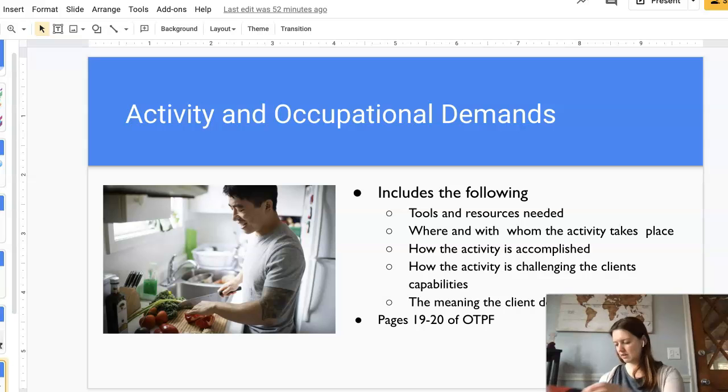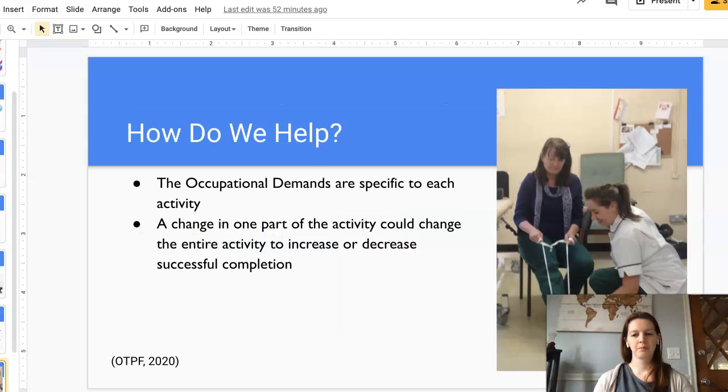So if we go to page 19, if you start at the bottom of page 19, it talks about occupational and activity analysis. Onto page 20, this talks a lot about what we had talked about earlier, which is the difference between the two and why it's important to know the two. So activity and occupational demands. The occupational demands are specific to each activity, right? It depends on what you're doing. If you change one aspect of the activity, it could change the entire activity to increase or decrease successful completion.